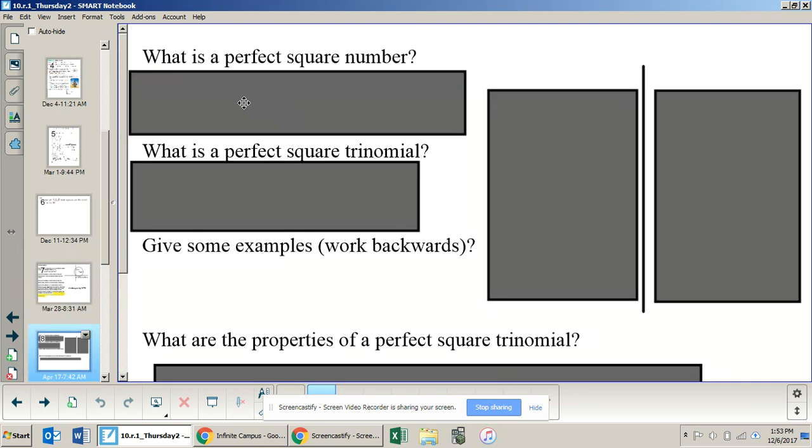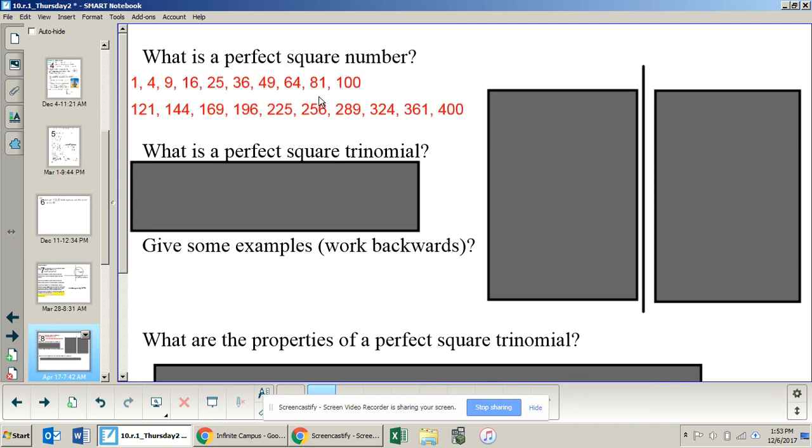So first of all, what is a perfect square number? Let's take a look. Numbers such as 1, 4, 9, 16, 25, 36, etc. are perfect square numbers because they are all numbers that are a number times itself multiplying into them. For example, 1 times 1 is 1, 2 times 2 is 4, 3 times 3 is 9, etc.